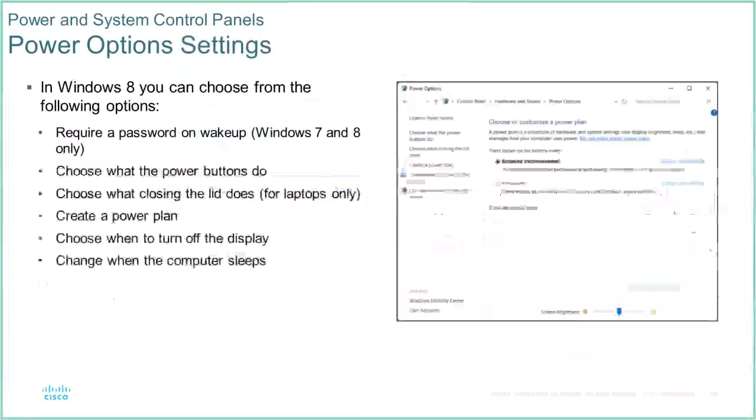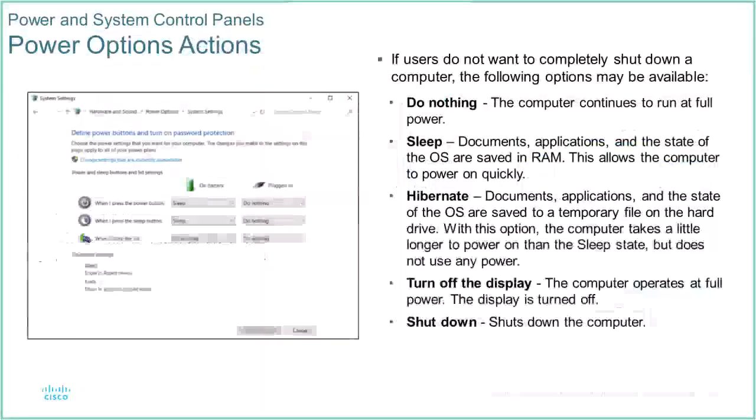So power options, settings, when to go to sleep, when to power on, power off, and hibernate and shut down. So you've got lots of settings there that you can choose from. So you can do nothing, you can go to sleep, you can hibernate your system, you can turn off the displays, or you can shut down the computer after a period of time.